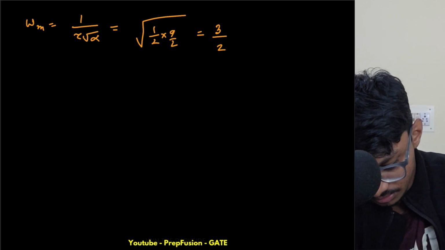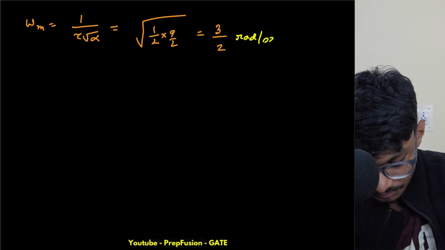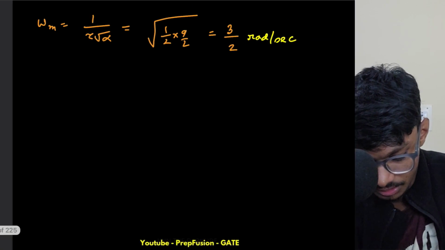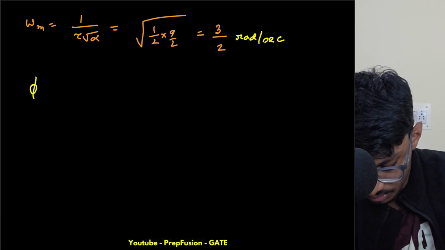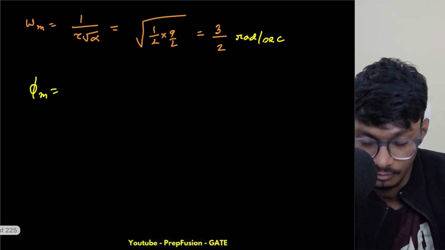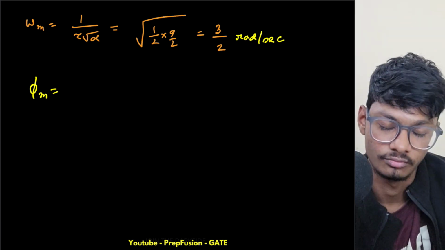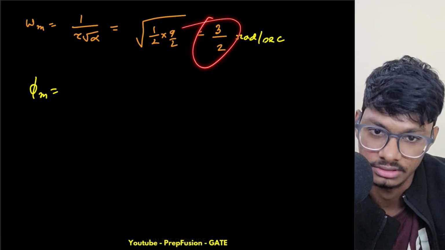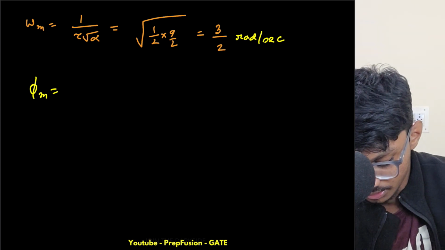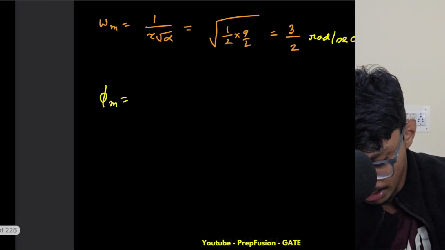Okay, 3 by 2 radian per second. Now let's do the phase phi. Obviously we know that the maximum phase occurs at the frequency 3 by 2. So let's just write the angle formula for this.